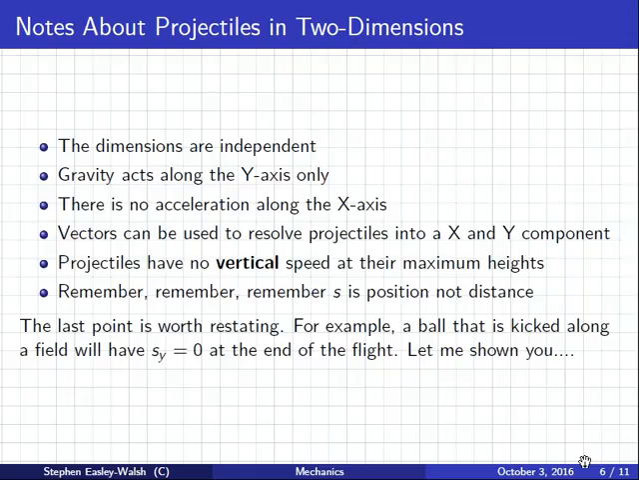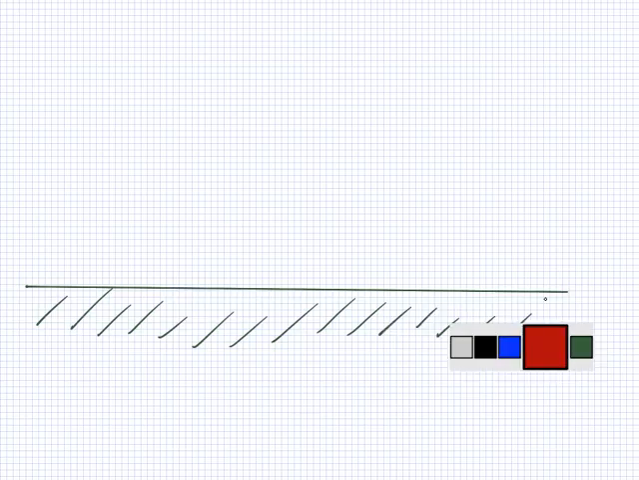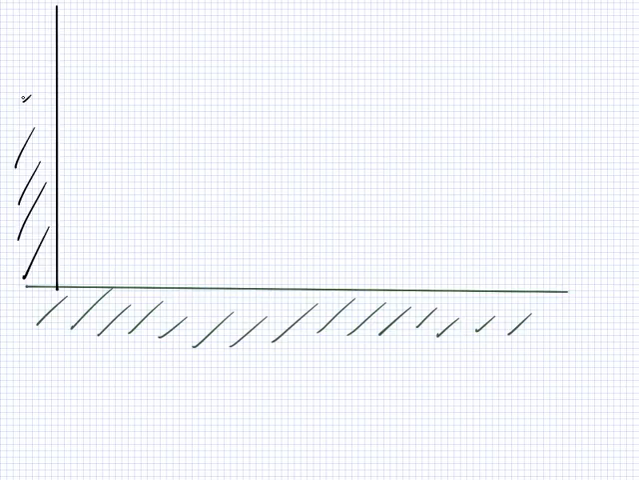So if I go to the notes here. Let's say here's the ground. To make things a little bit clearer, I'll just put a wall here. And then here's the projectile, and it goes up, reaches a maximum, and then comes back down like this. This is how I picture it.